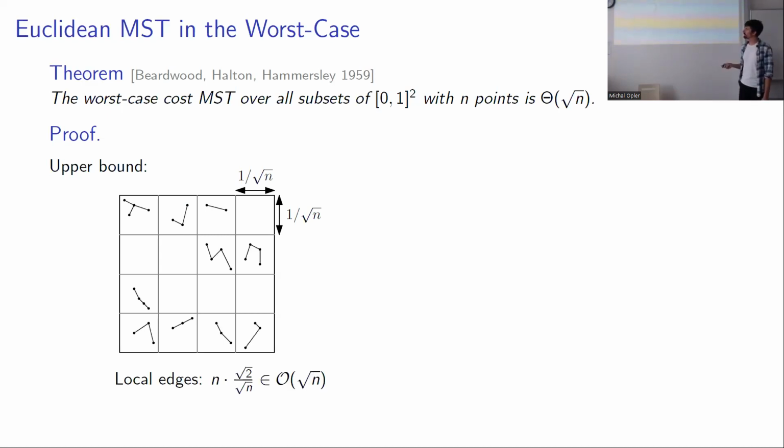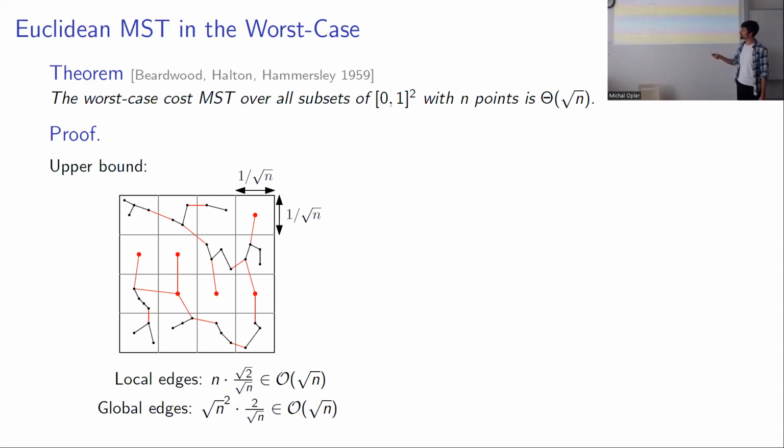And then you connect everything inside each of these squares, which gives you cost of square root of n, because whatever edge is there, it cannot be longer than square root of 2 over square root of n, because that's the length of the diagonal of each of these squares. And then you just add bogus points to the empty squares and connect them, kind of connecting the shortest neighbor, taking a minimum spanning tree of these representatives.